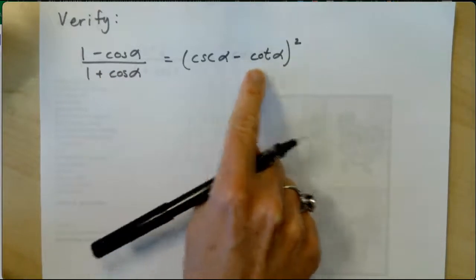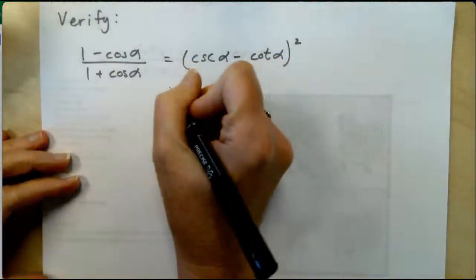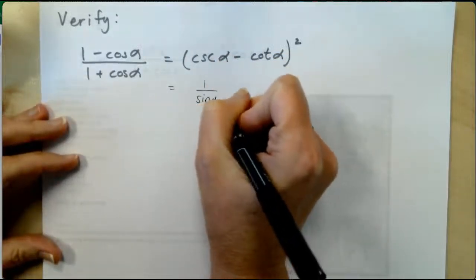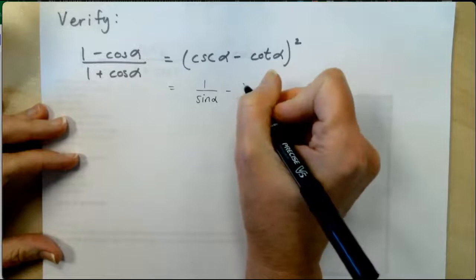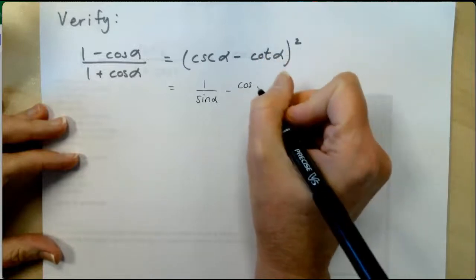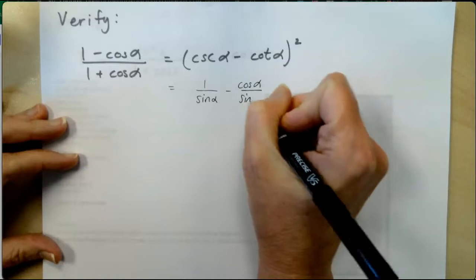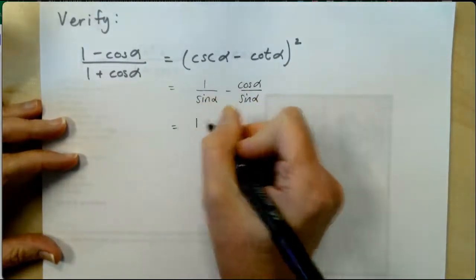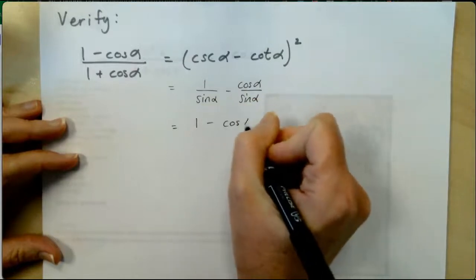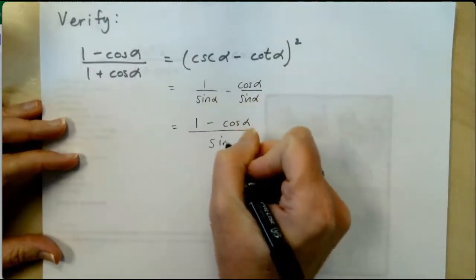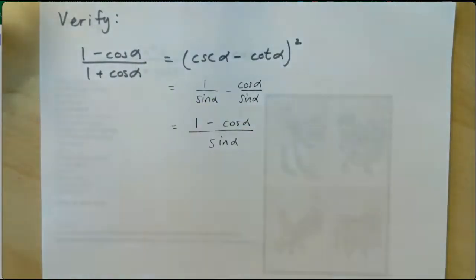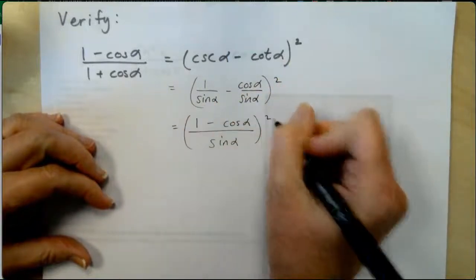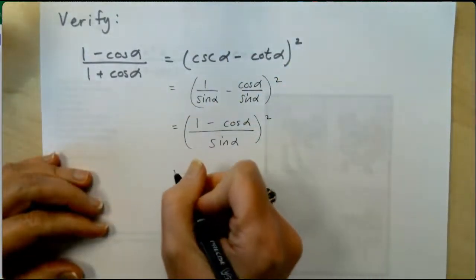I'm going to work on the right hand side, and the first thing I'm going to do is replace my cosecant with 1 over sine alpha and my cotangent with cosine over sine alpha. So we do have a common denominator, which works out nicely. So that is 1 minus cosine alpha over sine alpha. So from here, about to forget that we have to square it. So what do we get when we square it?